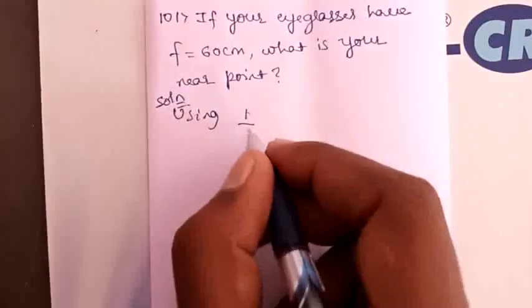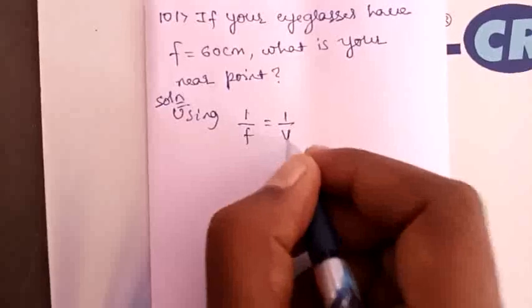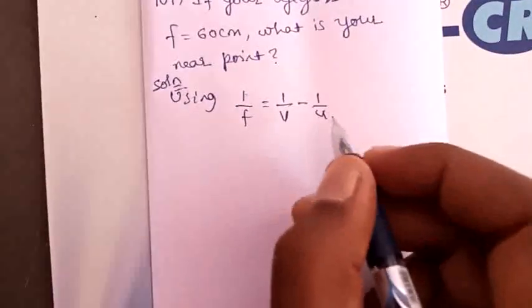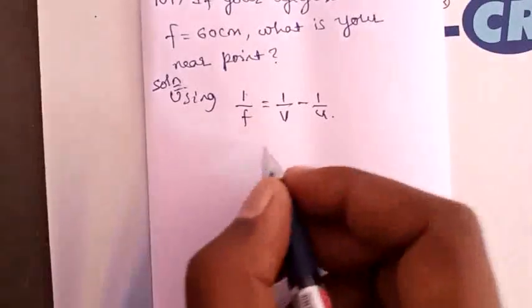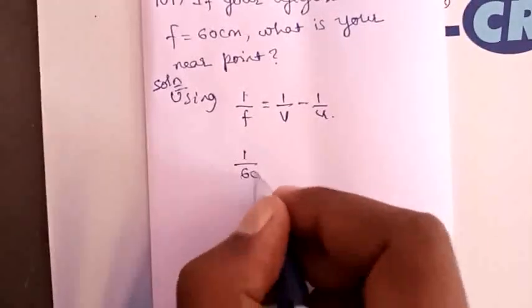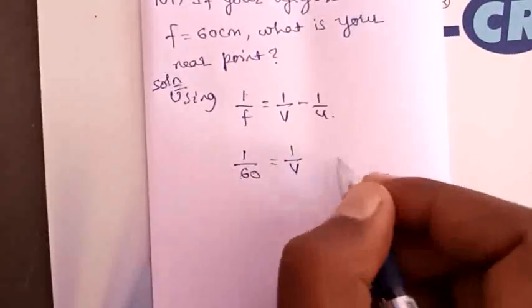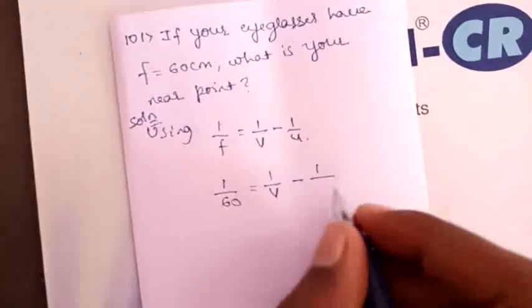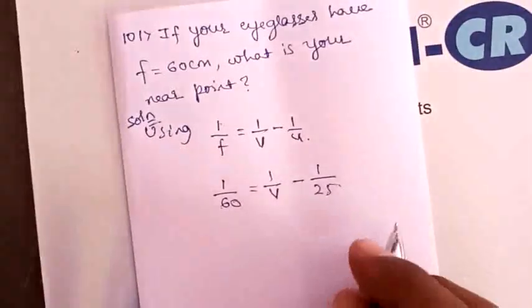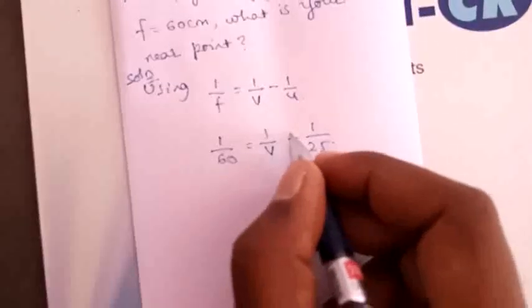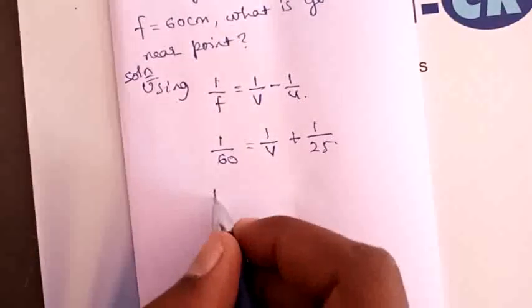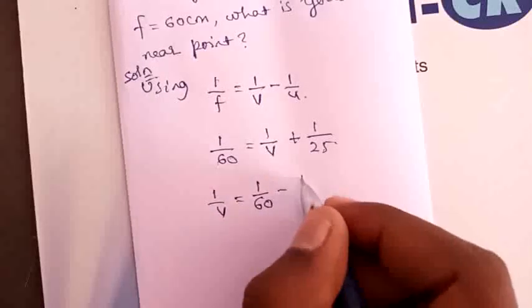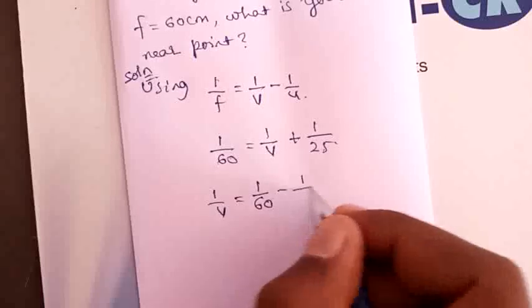that is 1 by f is equal to 1 by v minus 1 by u. Then what is u now? u is nothing but minus 25, then it is 1 by 60 equals 1 by v, then minus of 1 by 25. So minus by minus, that is a plus 1 by 25. Then 1 by v is equal to 1 by 60 minus 1 by 25.